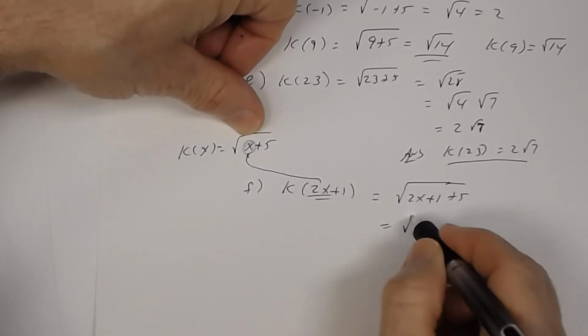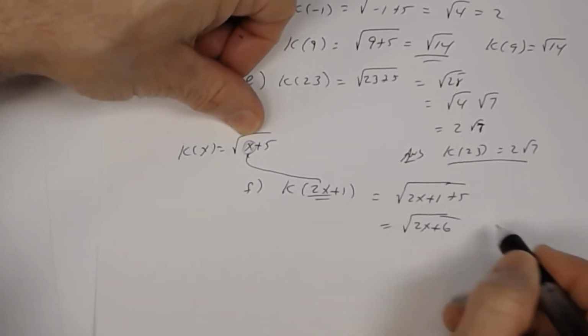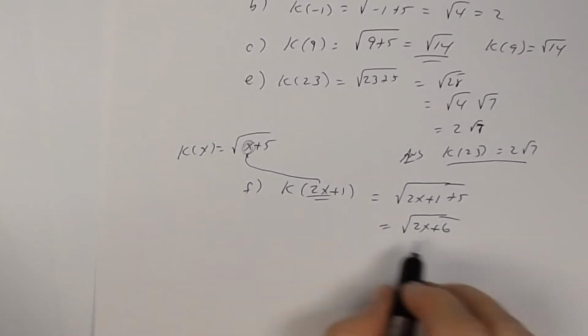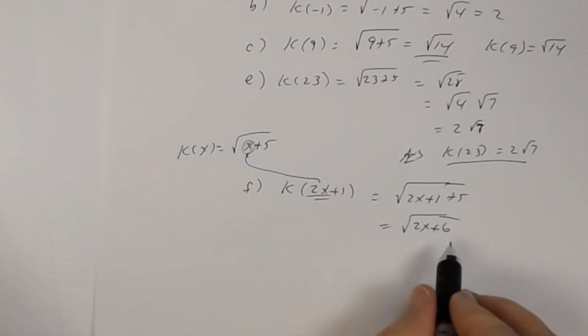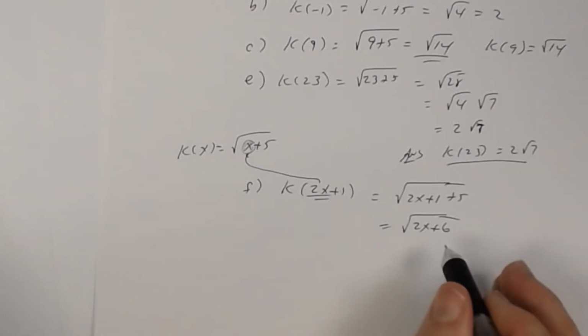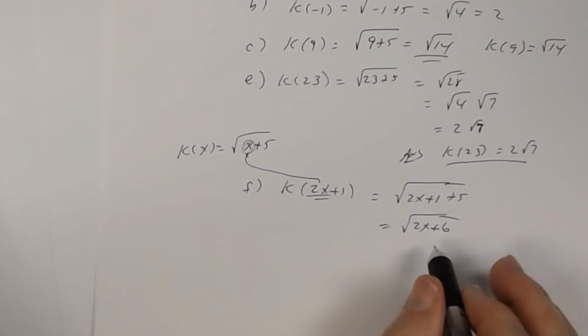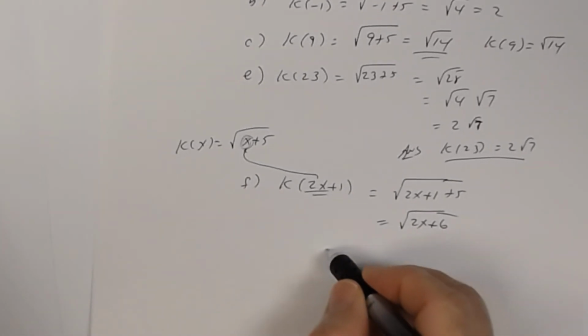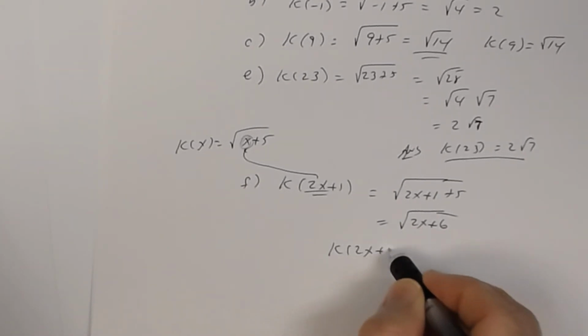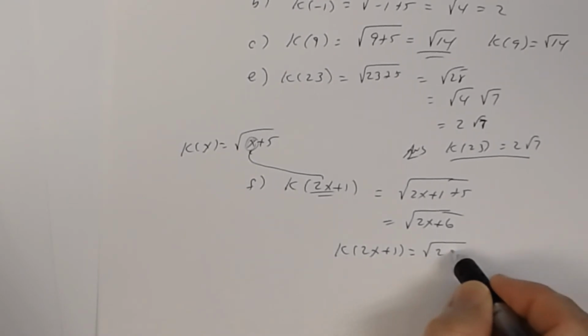Simplifying the radicand, we get the square root of 2x plus 6. And that's all you can do. You cannot do anything else. It looks like, hey, it looks like you can do something, right? No, you can't. You're done. This is it. There's nothing else you can do. So k of 2x plus 1 is equal to the square root of 2x plus 6.